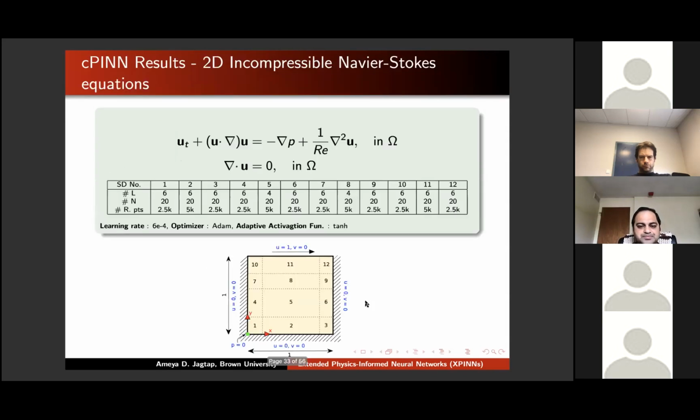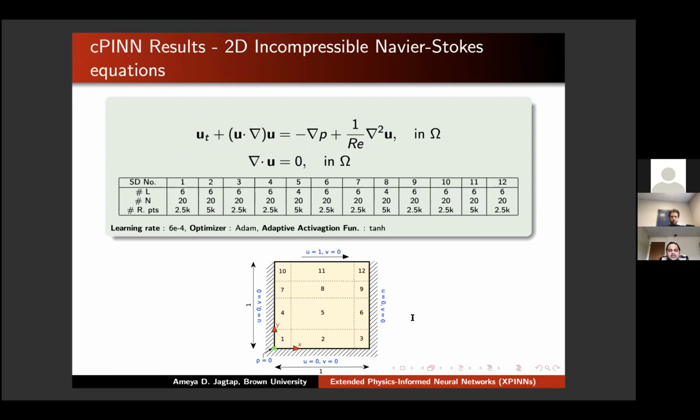Okay, so our next example is 2D incompressible flow, the Navier-Stokes equation. So basically, we are solving the lid-driven cavity flow here, and my domain is decomposed into 12 subdomains. We can see the boundary condition here. These three are the walls, and the top boundary is the lid, which is moving from left to right.